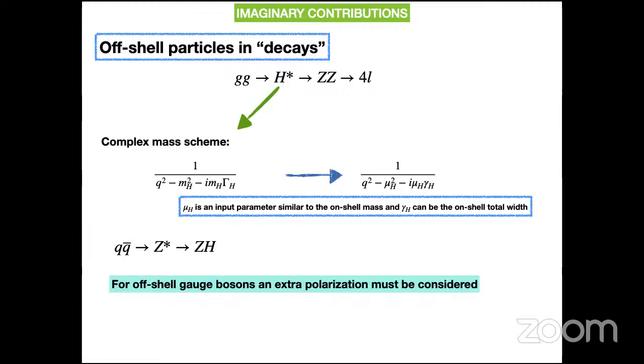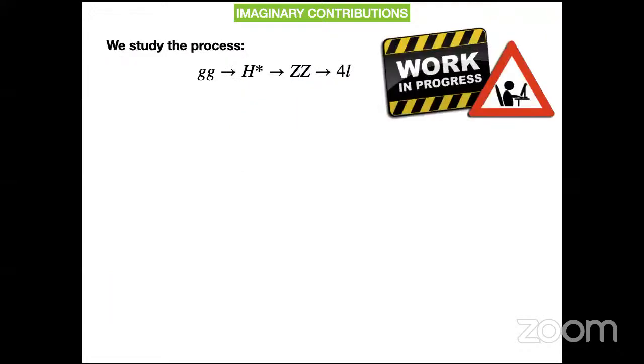So there are other kinds of decays where, for example, an off-shell Z boson can be produced from a quark antiquark, and this off-shell Z boson can decay into a real Z boson and an on-shell Higgs boson. So for this process, again, the calculation is not trivial. We need to consider an extra polarization for the off-shell Z boson. Well, but now I want to talk about my current work. This is work in progress.